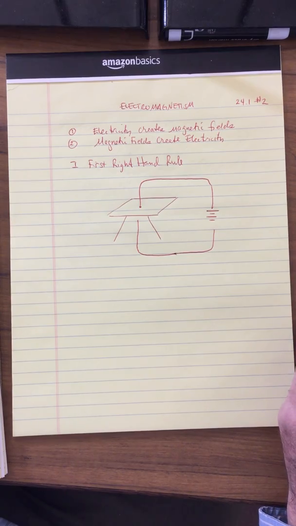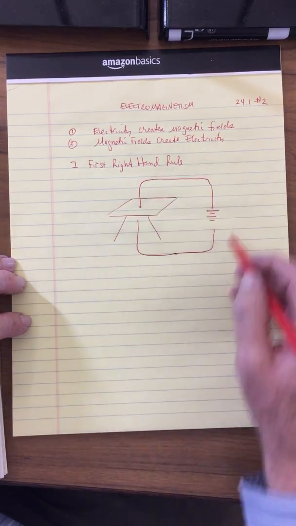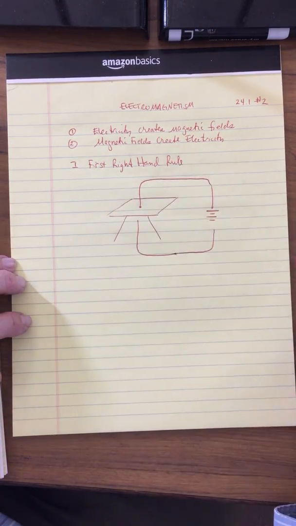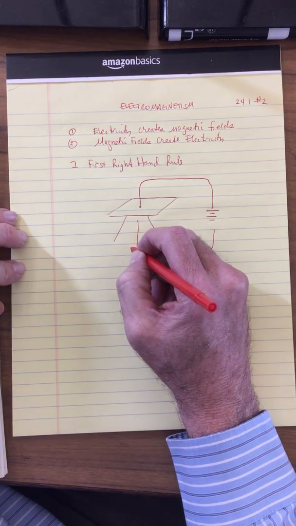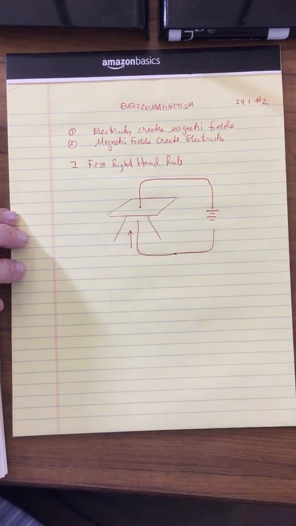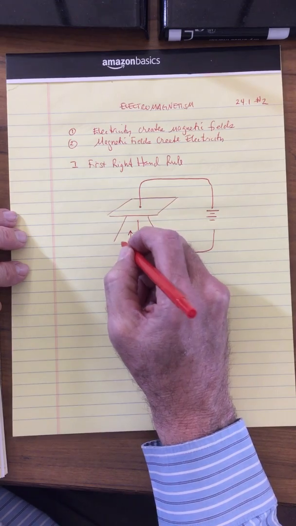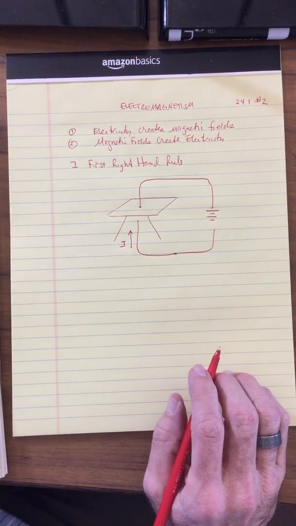So just like we saw with the compass, when we complete the circuit, we're going to have current running through the wire, and that is going to create a magnetic field. Well, in which direction is the magnetic field going to be created? If the current is running in this direction, and we're going to be using our symbols from last semester, current is going to be symbolized with the letter I.